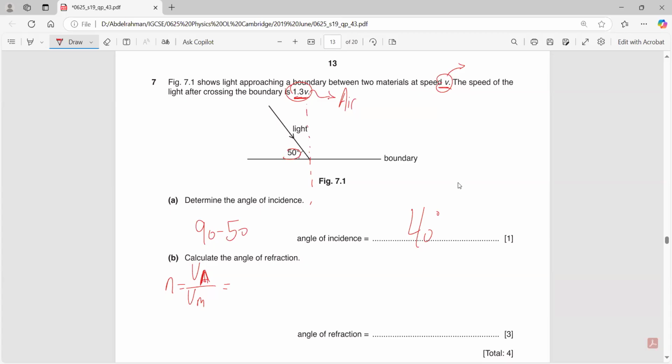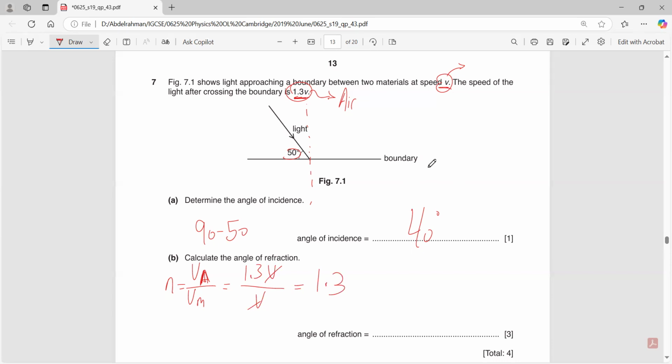Is it even possible to reach this speed? No, it's not possible. So it cannot be. The speed of light in the air has to be 1.3 v. So if I write it down as 1.3 v, this is the speed of light in air over v, the speed of light in the medium. Can I find the refractive index? Yes. So 1.3 v over v, you cancel out the v's, so the refractive index would be 1.3.